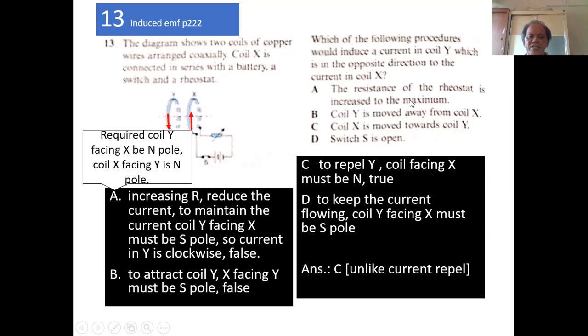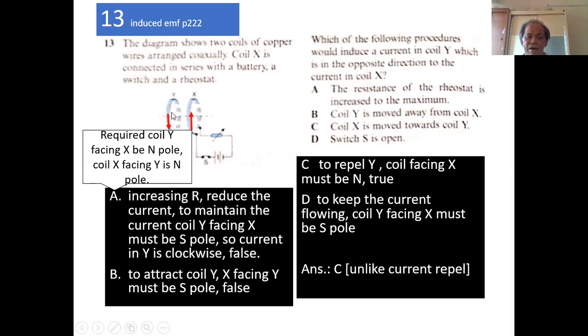If the resistance of the rheostat is increased, you're changing the current only, so it doesn't affect the repulsion, or if it's repelled, it will repel more as well. So it won't affect it. Y is moved away from X: you want to oppose it, so you want to attract it. So that cannot be the answer. You want a repulsive force. X is moved towards Y.